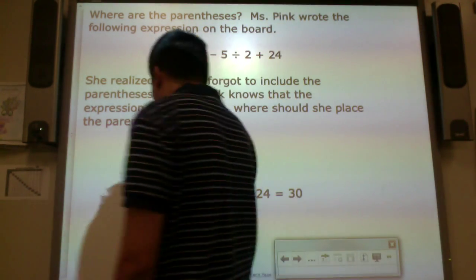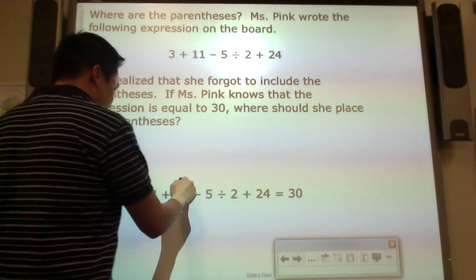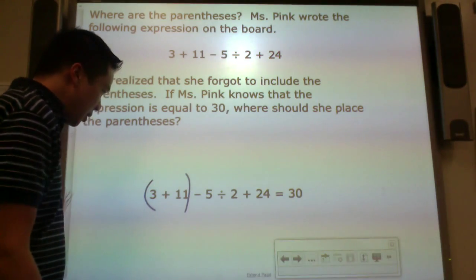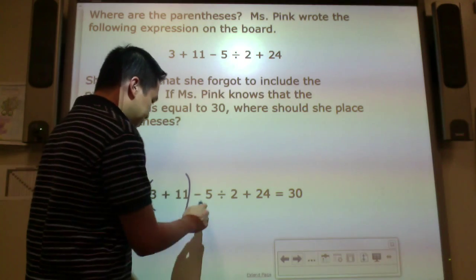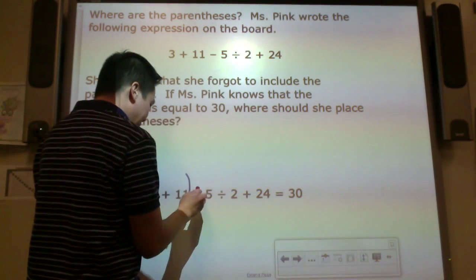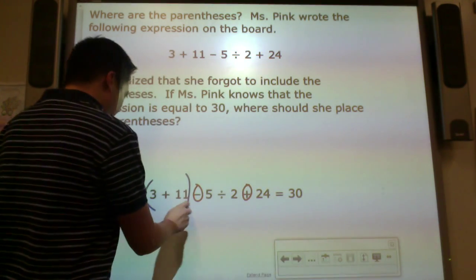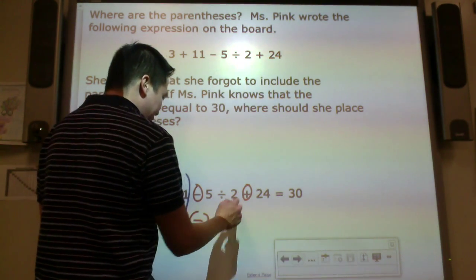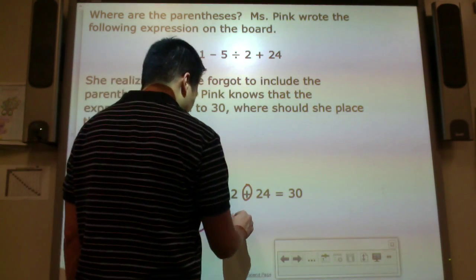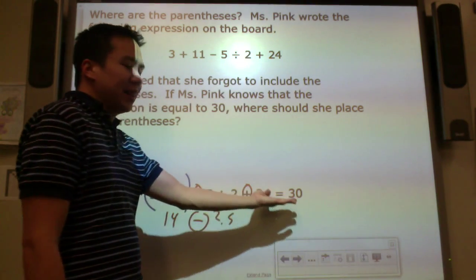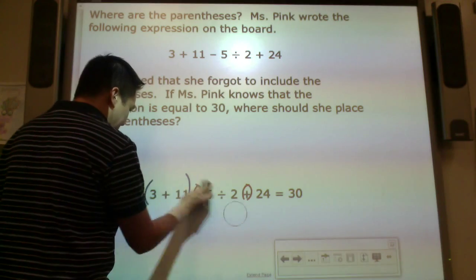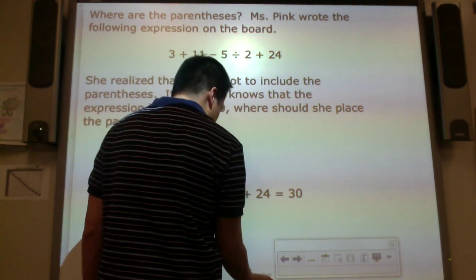Let's think. If I put the parentheses right here, the operators are here and here. 3 plus 11 is 14 minus 5 divided by 2 is 2 point... I'm going to stop right now. The answer is a whole number. So I know I'm not going to be working with decimals, so I'm not going to put it there. Well, where should I put the parentheses?